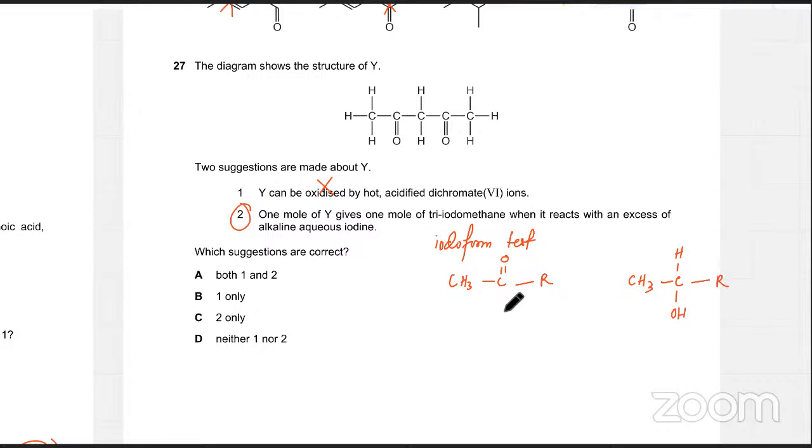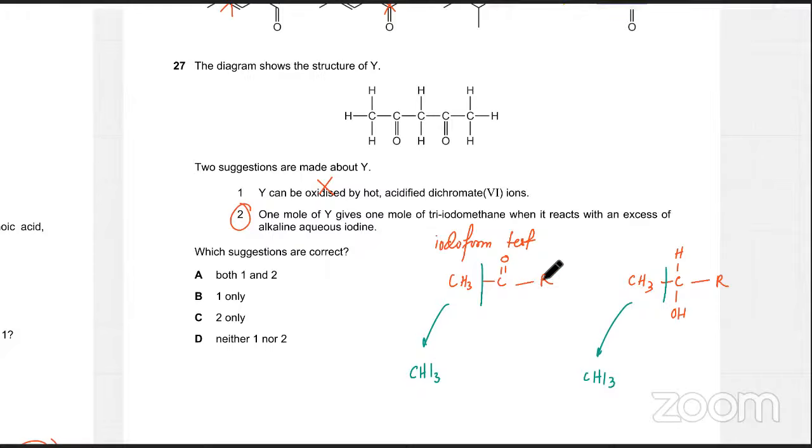So if the molecule has these two structures, which this one has, CH3 next to a C double bond O and then the rest of the molecule, the iodoform test is going to be positive for this. In both cases, the same thing happens. The CH3 breaks away, and in both cases it forms triiodomethane, which is a yellow precipitate.